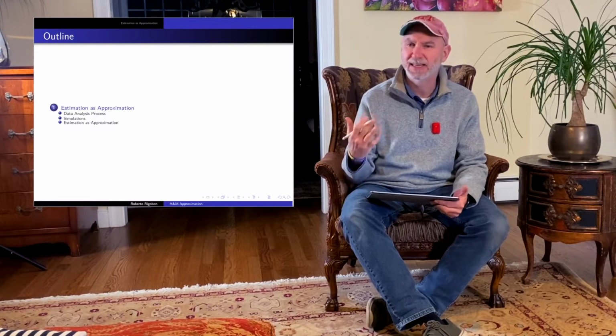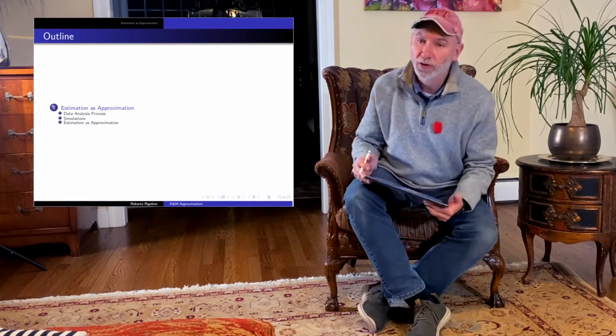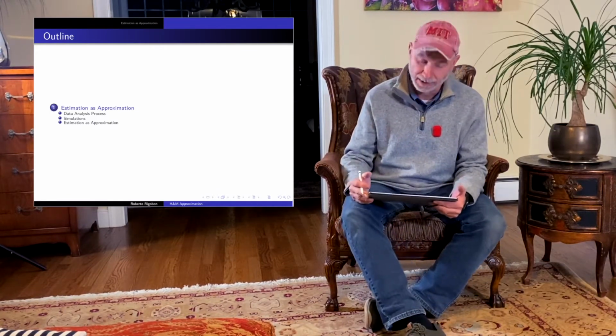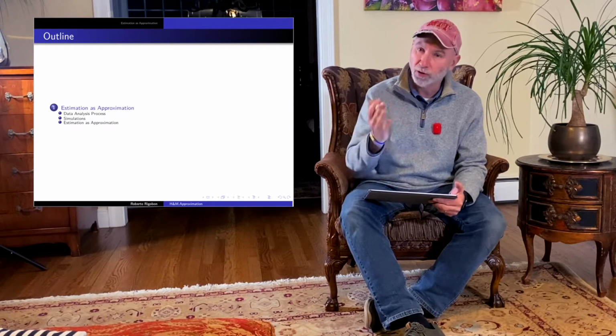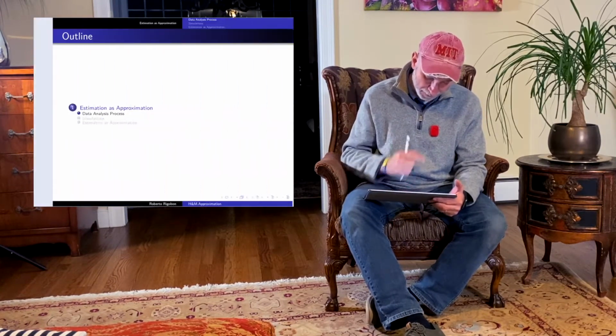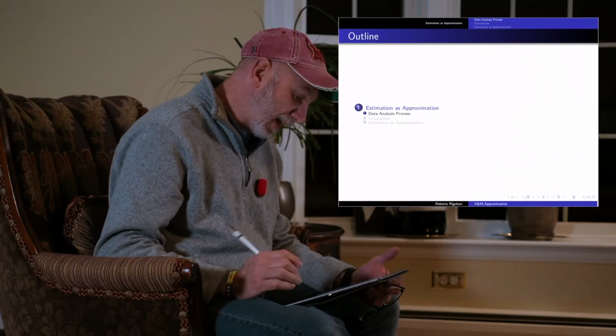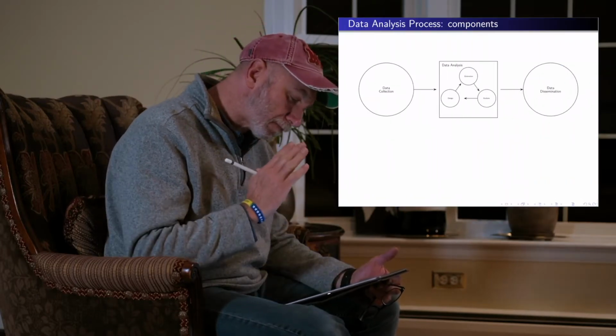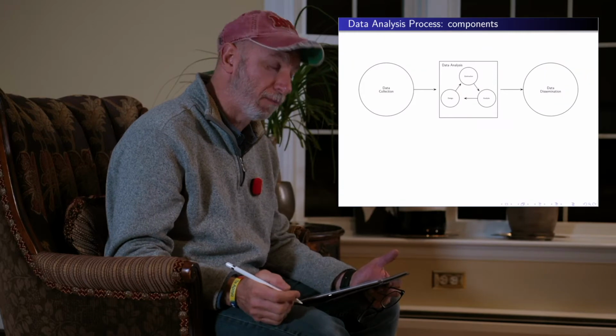So this exercise is kind of to introduce all the topics that we will have through the semester, but also to highlight a little bit of the complexity of the problems that we have. So first, what is the data analysis process in general? The way I think about it, it has three components.